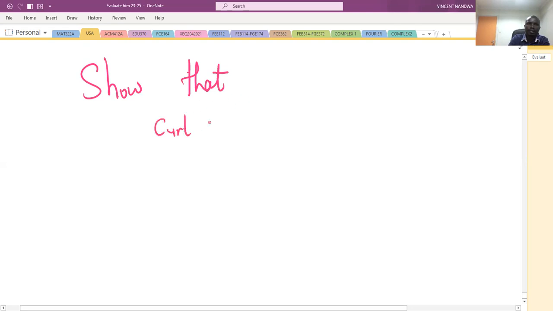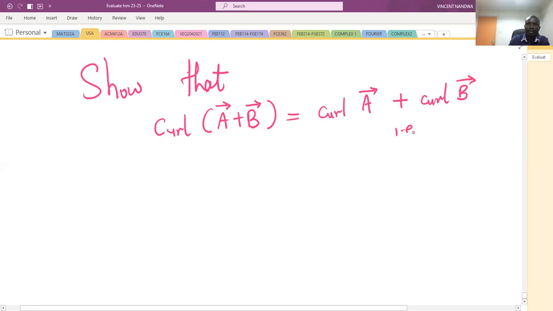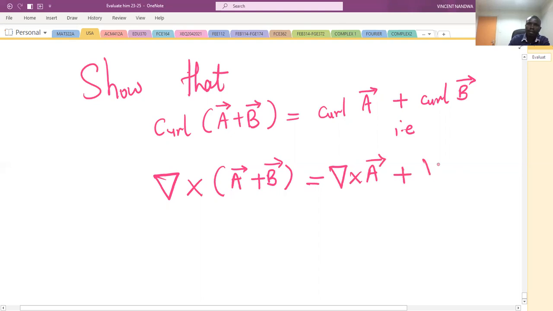curl of A plus B, where A and B are vectors, is the same as curl of A plus curl of B. i.e., if you write in this form, then we have curl of A plus curl of B. So that's the result that we want to prove.